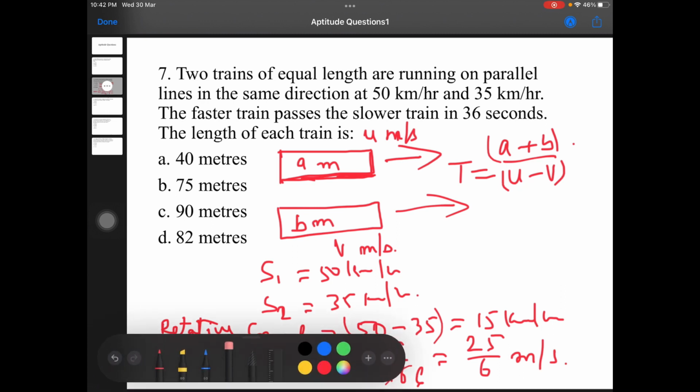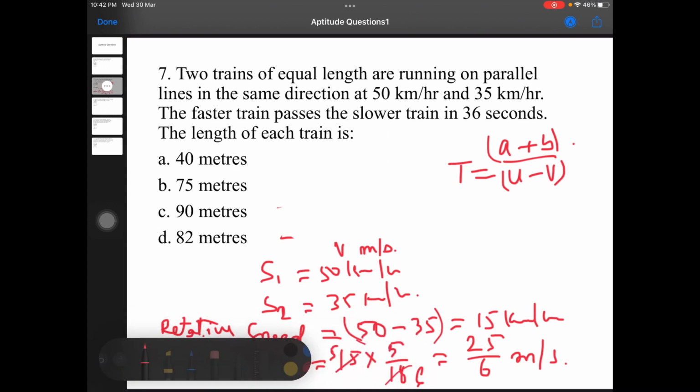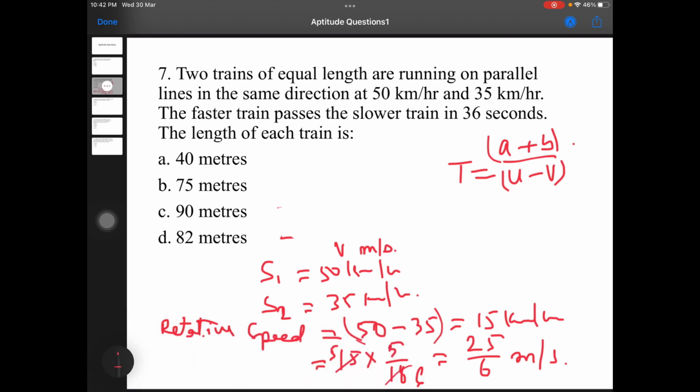So now we can substitute this data into the formula. We have to find the length of the train. The length of the train is unknown, so we'll take the length of the train as x, and since both trains are of equal length, we can substitute here. Time is equal to, in place of A we can substitute x, in place of B also we can substitute x, and for U minus V we already calculated the relative speed and converted it into meters per second, so we can substitute 25 by 6 here.